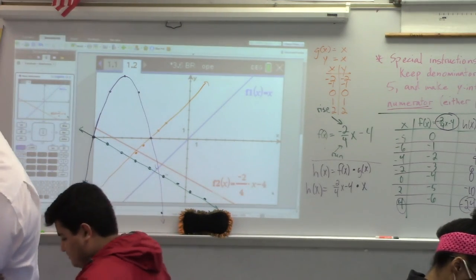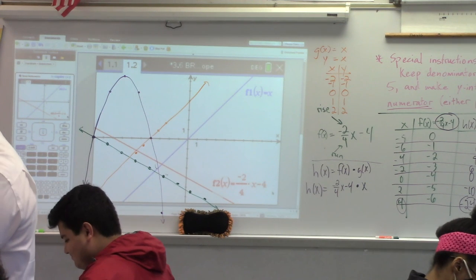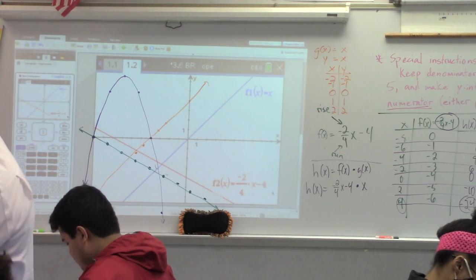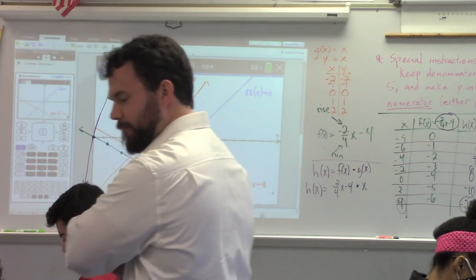Liam, that is not the equation you graphed. Oh no, wait. You are missing something from your f of x. You gotta quit doing that. Come on, man, get right.